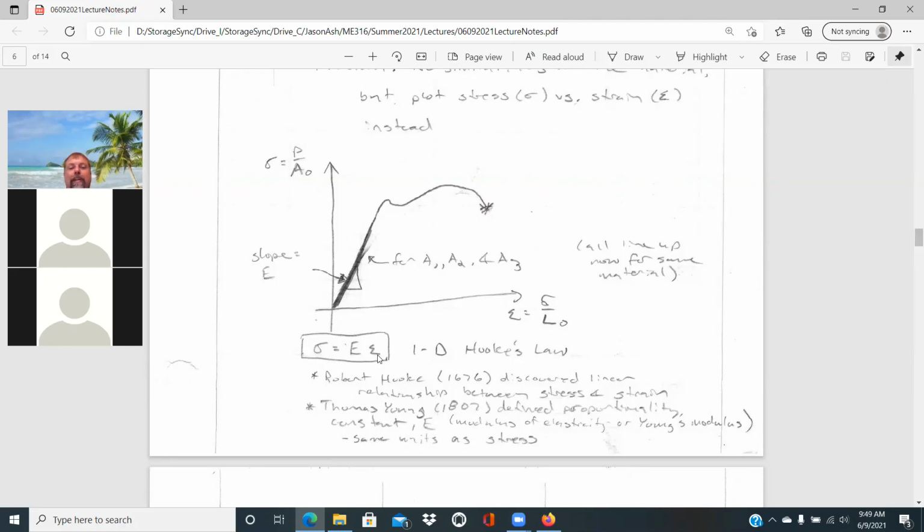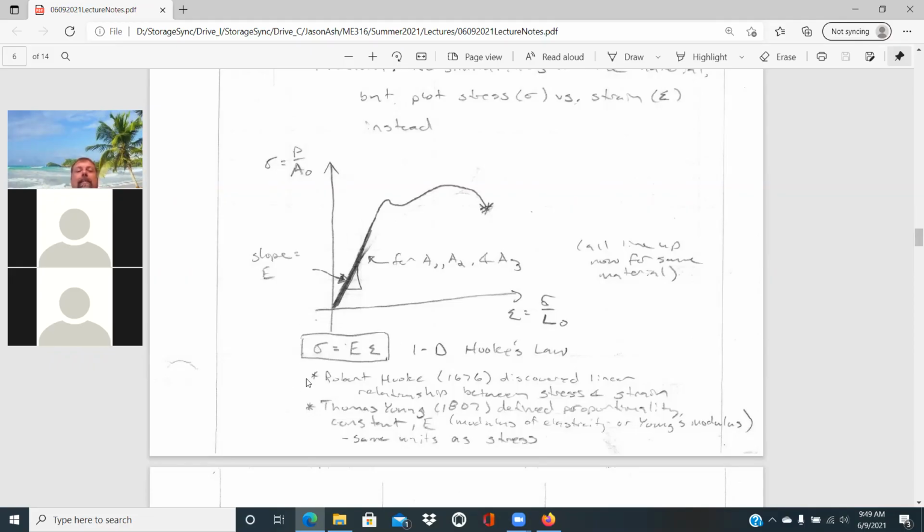number of centuries ago, but it wasn't until about another century later that Thomas Young was the one who defined that proportionality constant, E, as the modulus of elasticity, or Young's modulus. And so that's why we know that as the Young's modulus and why we know this as Hooke's law. But that Young's modulus then has the same units as stress. Since strain is dimensionless, that gets our units to be the same on both sides.